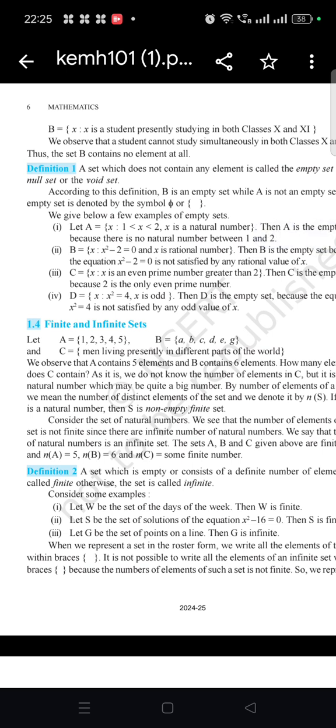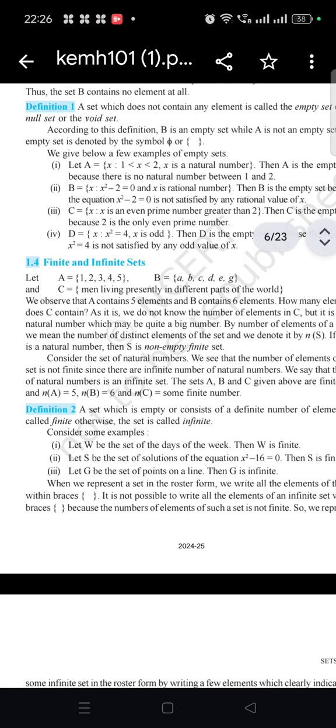Let A be equal to the set 1, 2, 3, 4, 5, and B be a set whose elements are a, b, c, d, e, g, and C a set whose elements are men living presently in different parts of the world. Look at this set C. We observe that A contains 5 elements, 1, 2, 3, 4, 5. B contains 6 elements, a, b, c, d, e, g.